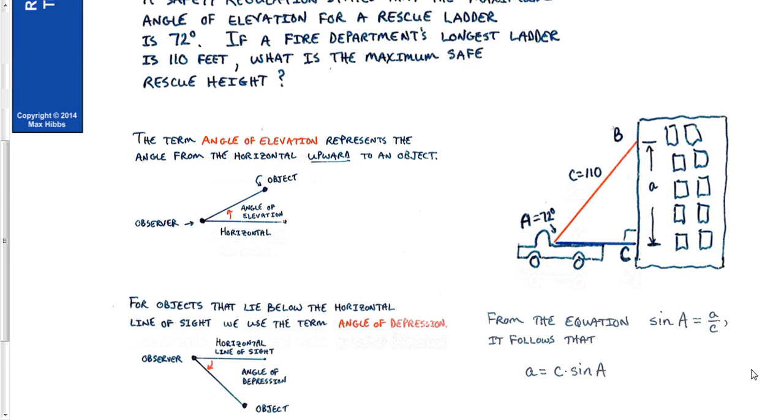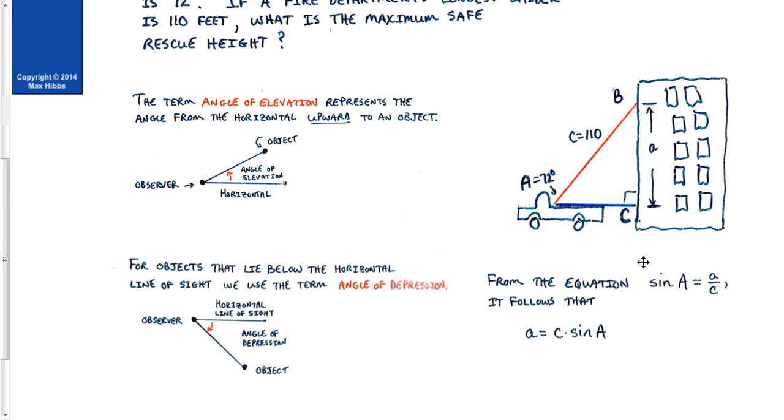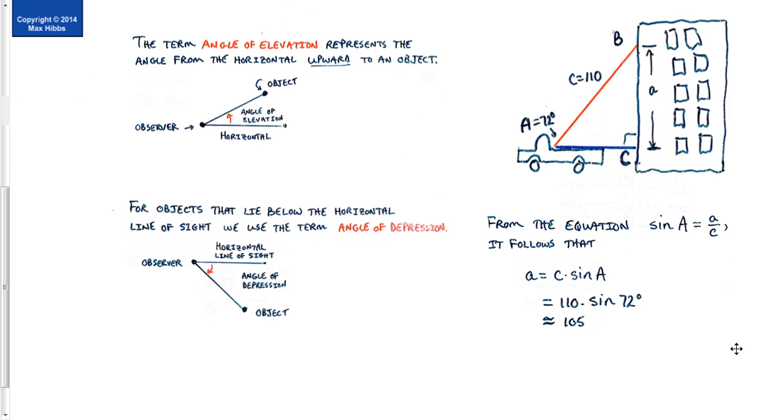And so I need something that involves angle, opposite, hypotenuse. And that should have us think of the sine. The sine of an angle A is defined as the opposite side divided by the hypotenuse. In this case, a divided by c. Opposite divided by hypotenuse. And I'm looking for a, so I take this little equation and just multiply both sides by c, so I get a is equal to c times sine of theta. And I know c, this length, and I know angle A, 72 degrees, and so I just insert those in. And when I do this calculation, I get 105. And so that's actually 105 feet, isn't it?